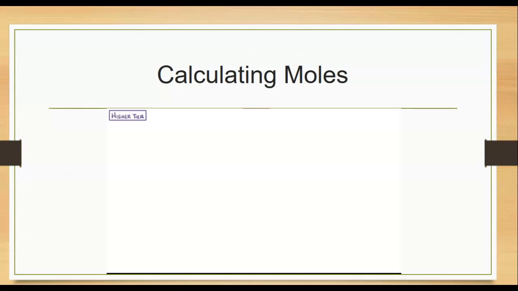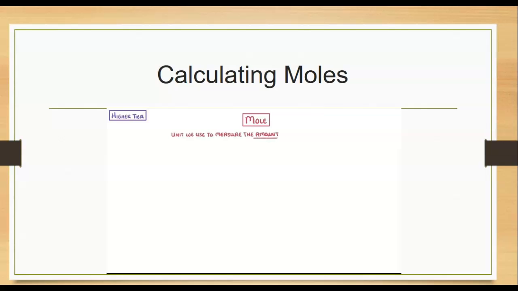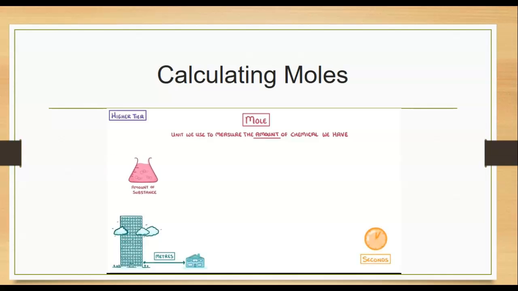In this video, we're going to cover what the term mole means and see how we can use this formula to convert between moles, mass, and relative formula mass. Now, the term mole is a bit weird, but really it's just a unit we use to measure the amount of chemical that we have. So just like we measure distance in meters and time in seconds, we can measure how much substance we have in moles. And 1 mole of any substance is just the amount of that substance that contains 6.02 times 10 to the 23 particles, with particles referring to atoms, molecules, ions, or even electrons, depending on which substance you're talking about.